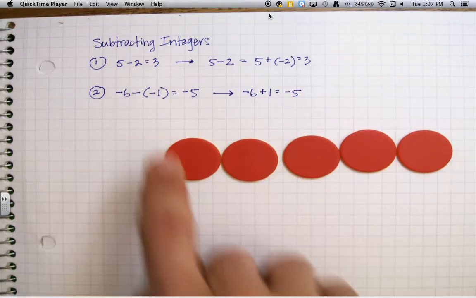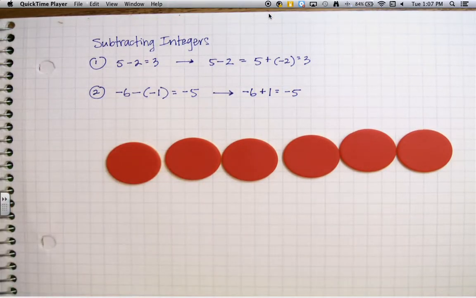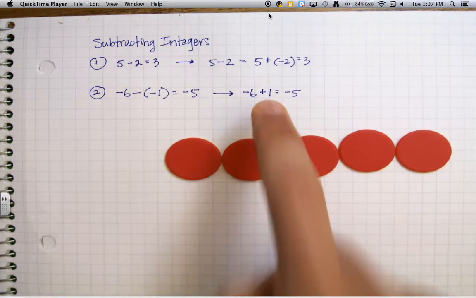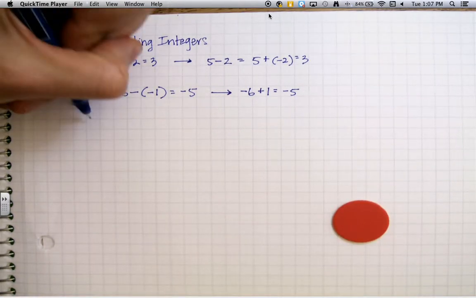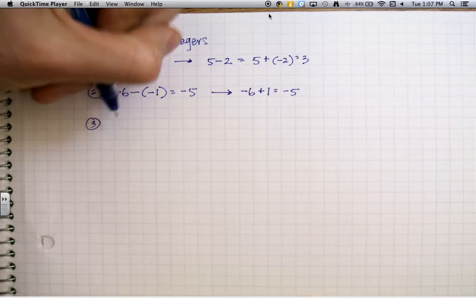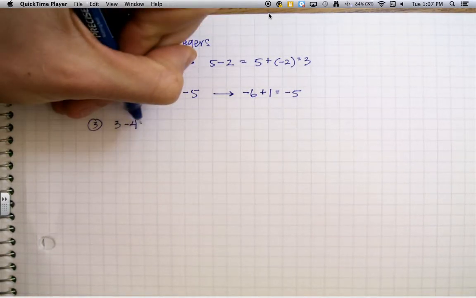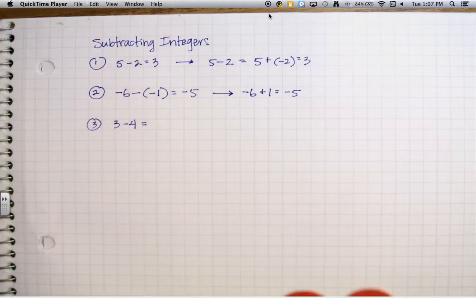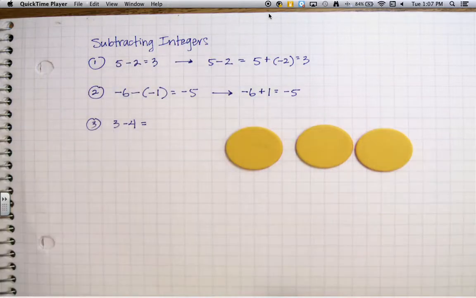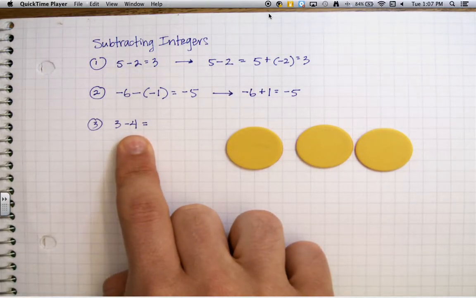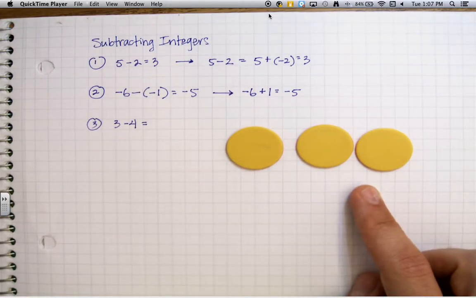Now again, that was an easier problem to show just using takeaway. So again, why bother complicating things with this expression? Let's take a problem that's a little bit harder to model with these pieces. I'm going to look at 3 minus 4. Not the hardest problem I've ever solved, but using this model it gets weird because here are my 3 positives. The problem's telling me to take away 4 positives. Well, I don't have 4 positives to take away.